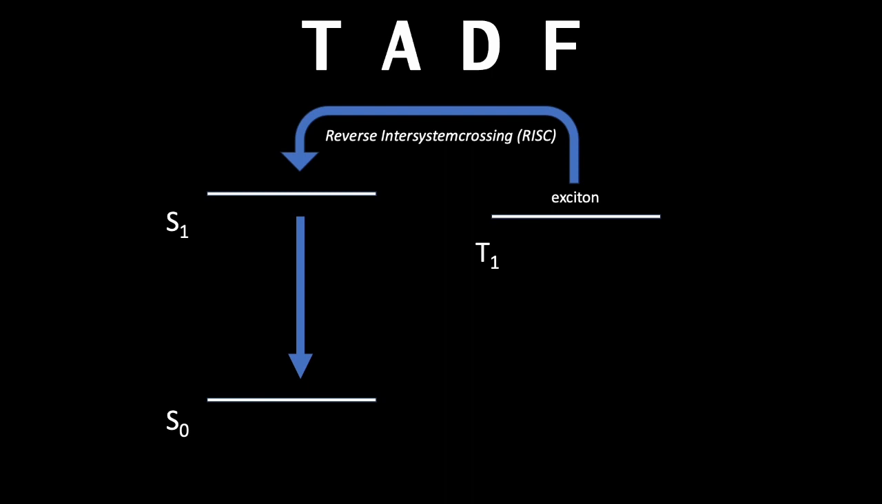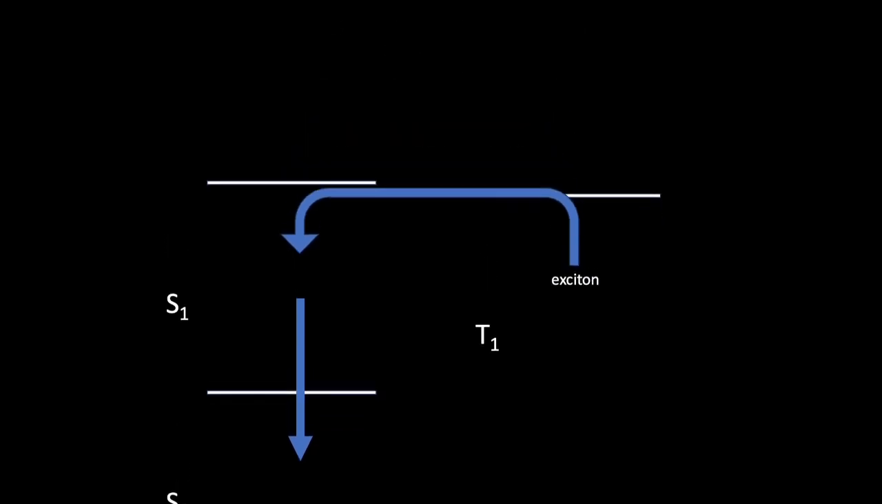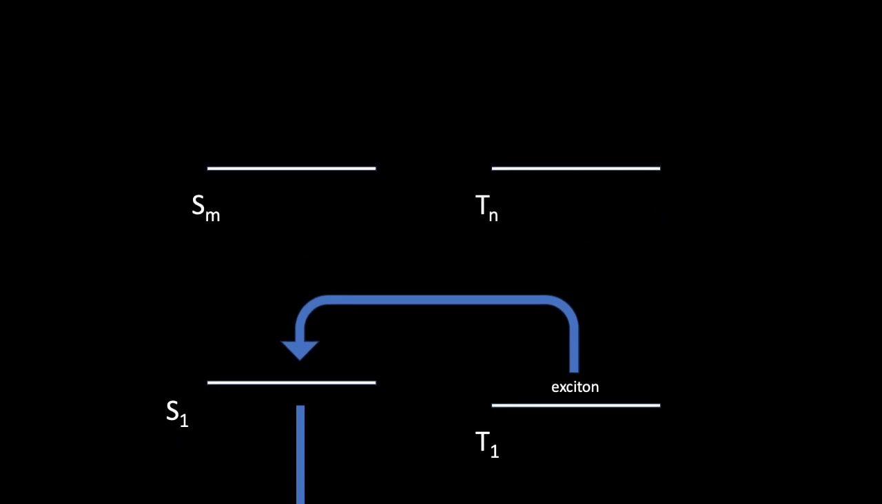The most important part of the mechanism of TADF is that the excitons in the triplet state will undergo a process called reverse intersystem crossing, RISC, moving back to the singlet state and losing their energy to emit light. However, the triplet and singlet we're talking about here usually refer to the lowest singlet and triplet, that is the T1 and S1 in the diagram. What if such a process takes place at higher triplet and singlet states?